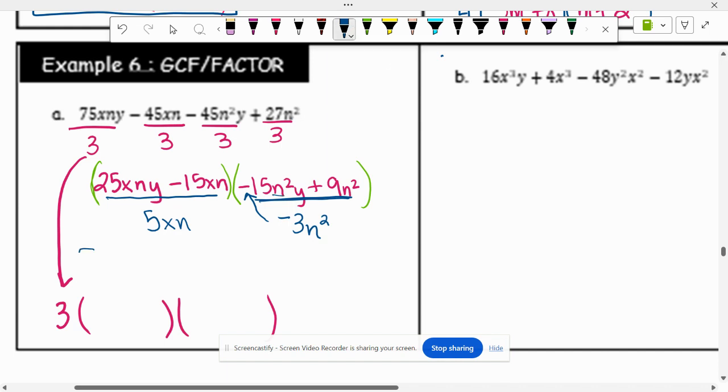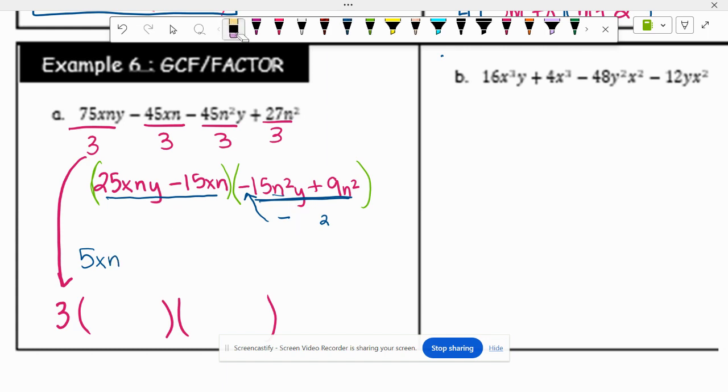All right, so when I take my 5xn out, I'm going to write these right below each term. Maybe that's what you guys are struggling with. Dividing by 5xn, negative 3n squared, negative 3n squared. So 25 divided by 5 is 5. The x's and the n's cancel out, and I'm left with a y. Does everybody see that? The negative 15 divided by 5 is negative 3, and the x's and the n's cancel right out.